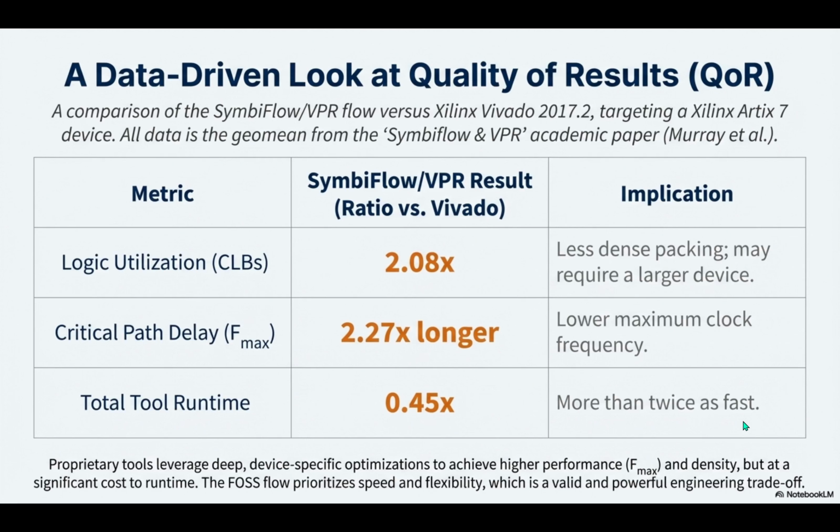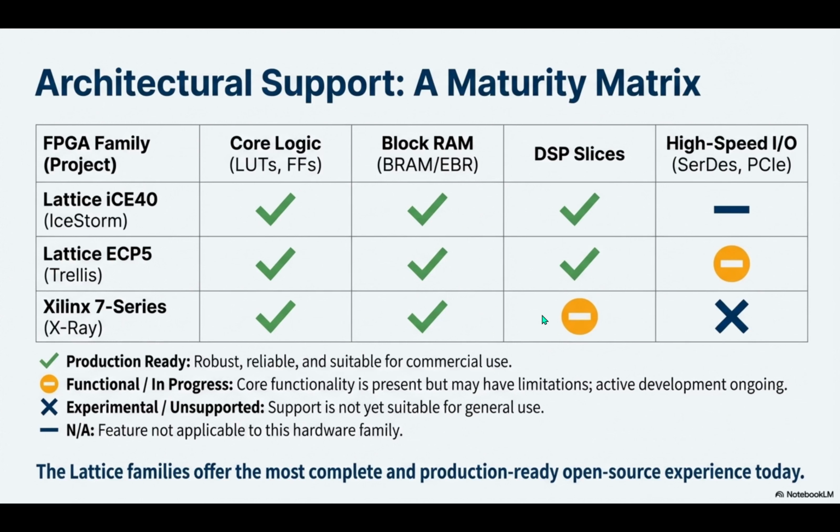I see. For an engineer iterating 20 times a day to fix a bug, trading a 2.27x speed hit for a 100-fold increase in daily iteration capacity, that's an incredibly powerful engineering decision. The FOSS flow prioritizes flexibility and speed over peak performance. So based on that trade-off, where is open source really excelling today? Where are people making that choice?